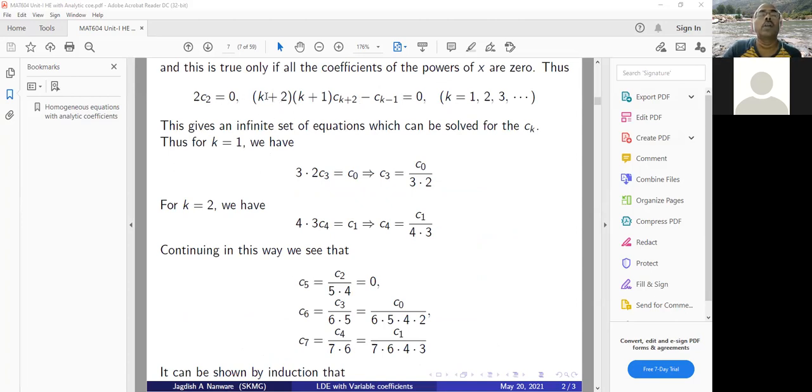2c2 is 0, or (k plus 2)(k plus 1) c(k+2) minus c(k minus 1) is 0 for any choice of k. Now, using the values of k equal to 1, 2, 3, and this relation, you will be able to find the values of arbitrary constants ck, right? So from this first equation, what is the value of c2? c2 is 0. So keep this value of c2 in mind. Now, put k is equal to 1 in this relation. Later on, we call this relation the recurrence relation.